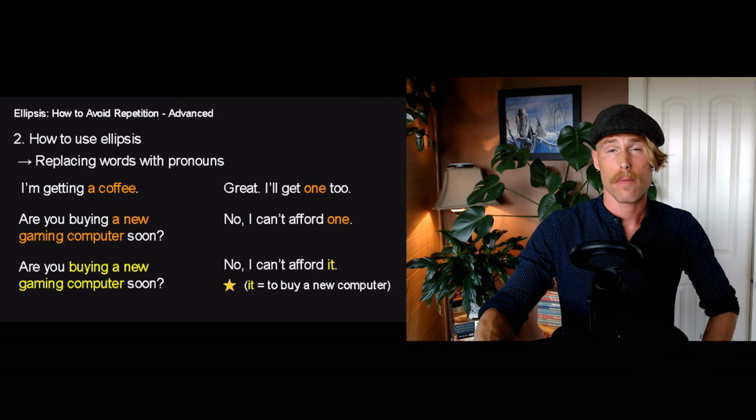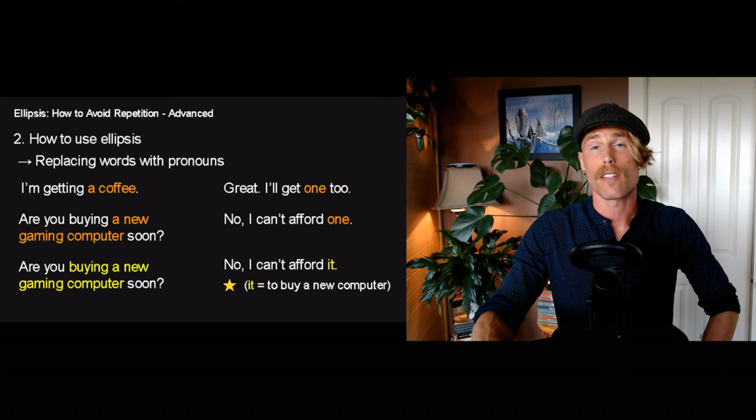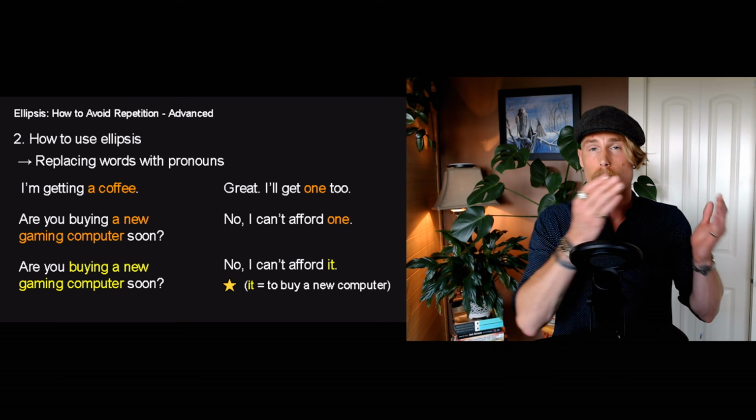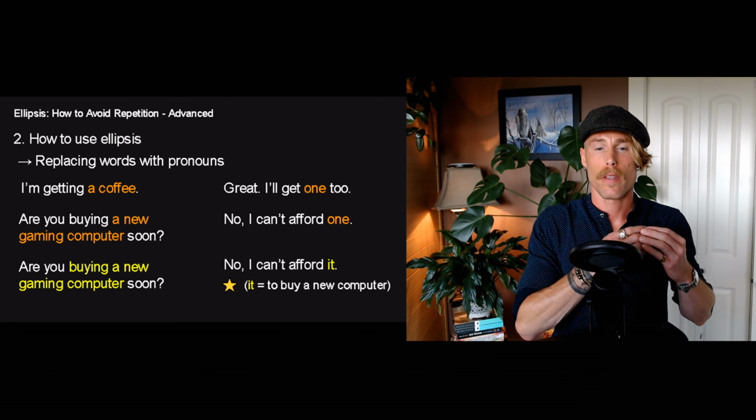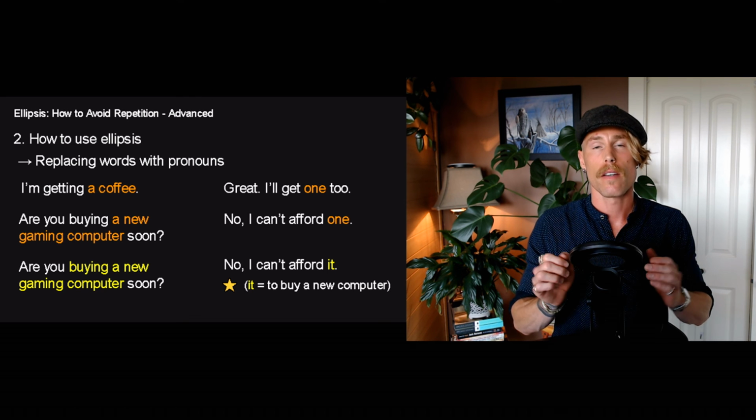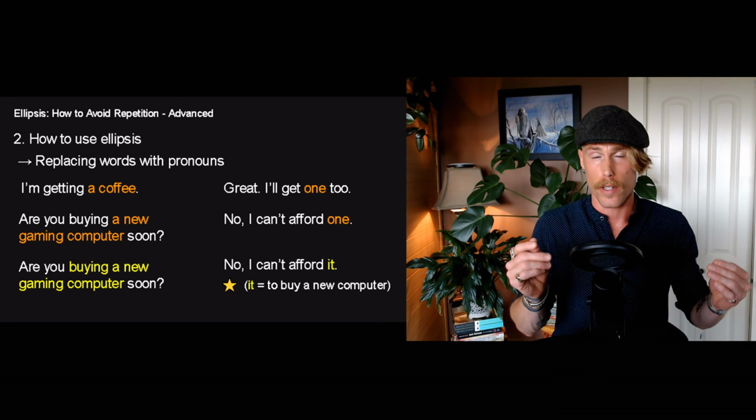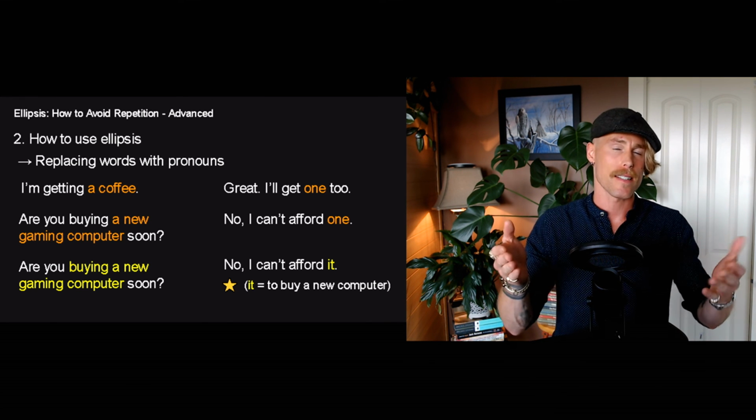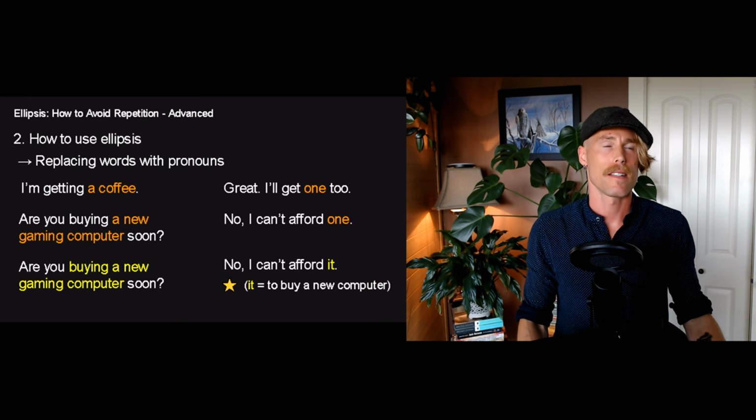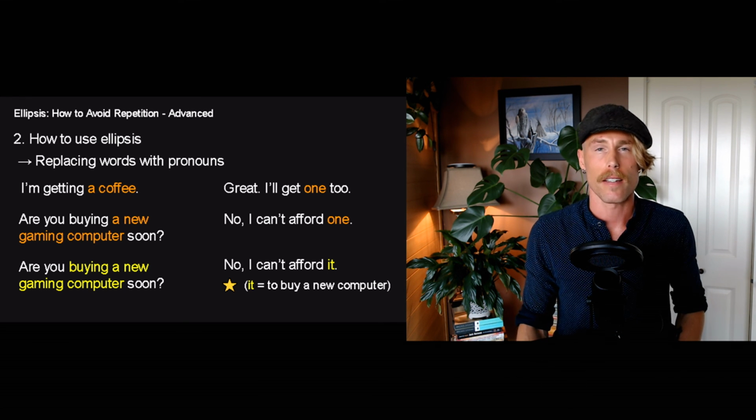Okay, "it" means to buy a new computer. To buy a new computer. "One" means a new gaming computer. So if I say, "No, I can't afford one," I can't afford a new gaming computer. If I say, "No, I can't afford it," it means I can't afford to buy a new gaming computer. The difference, like I said, is very small. It's not really important. I just thought I would mention it because I really have nothing else to do.